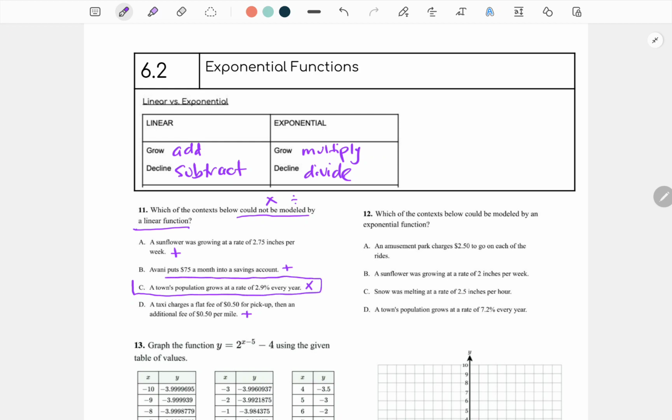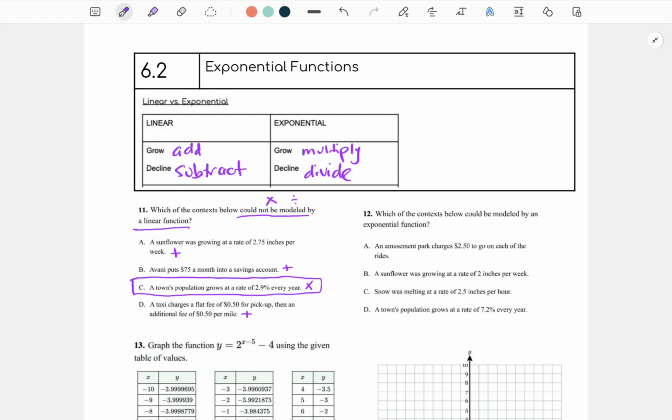And the reason why it's multiplying and not adding, because it's growing at a rate. Adding would be adding the same amount every time. But when you're growing at a rate of 2.9% every year, that number changes. So that's why it's multiplying.